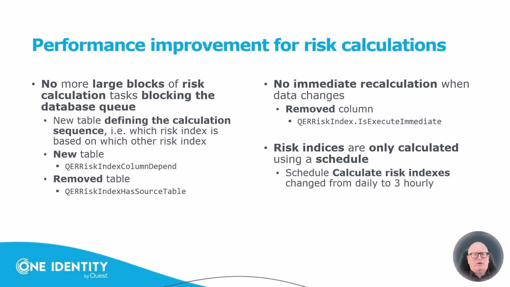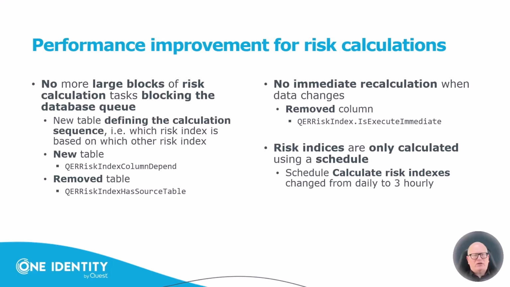So, now let's continue with some general IGA improvements. That means identity governance improvements. And we start with risk calculation. There was as well a big performance improvement. You might remember that calculating risk sometimes was a little bit painful, especially because of some blockings between objects.